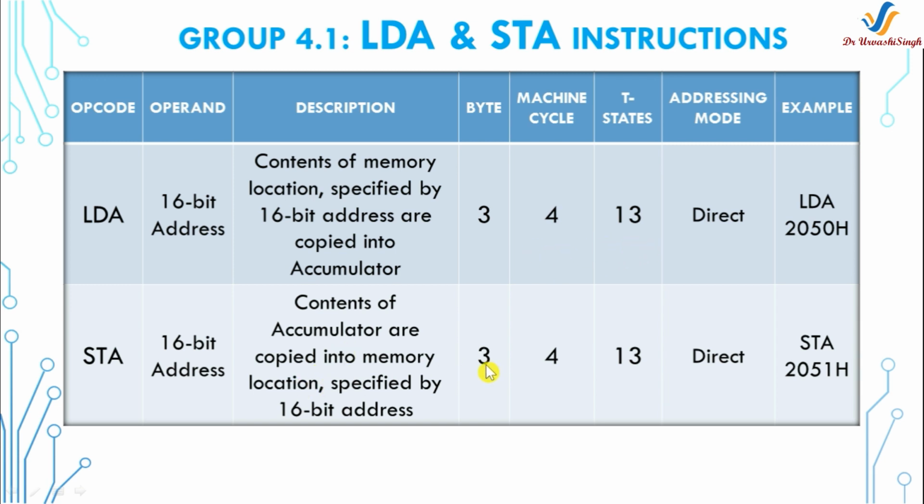For the STA instruction, the second and third machine cycles are memory read because the microprocessor is reading this 16-bit address, and the fourth machine cycle will be memory write because the accumulator content will be copied into the memory location.